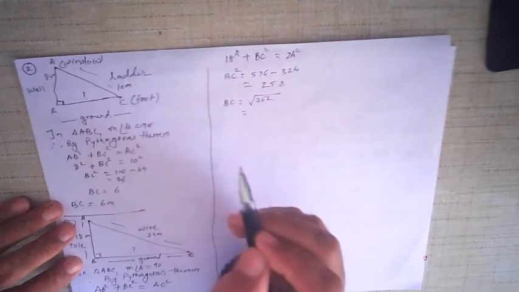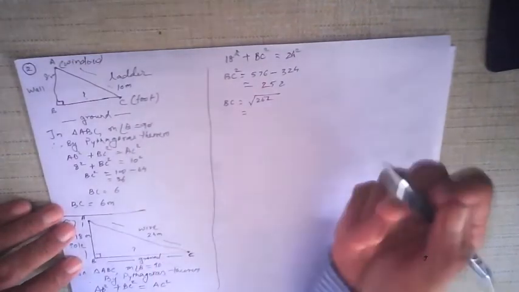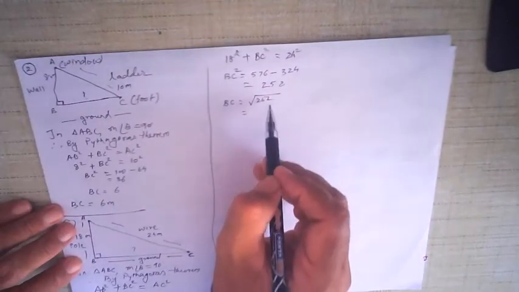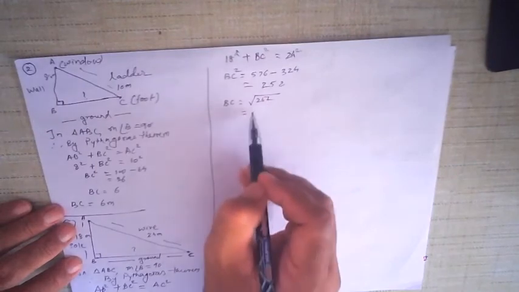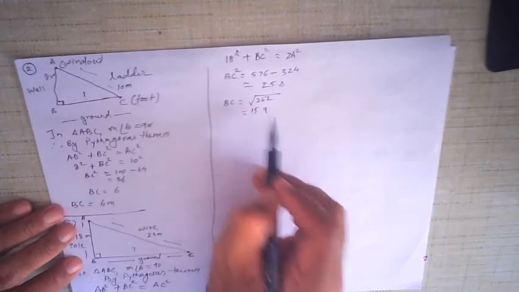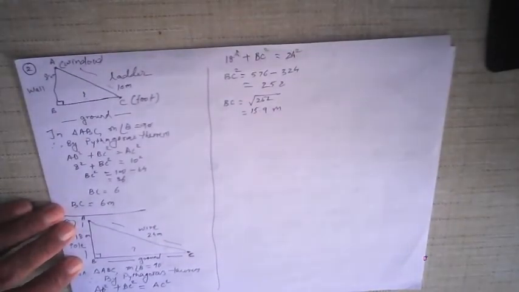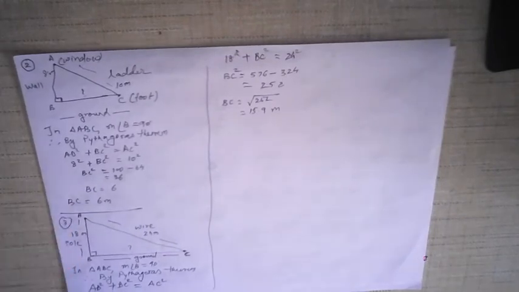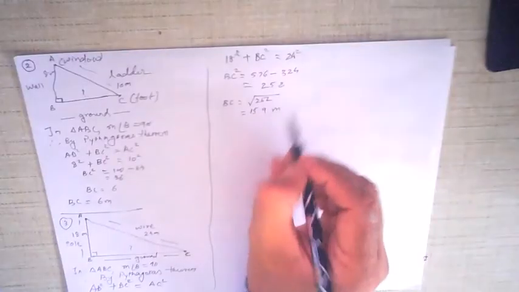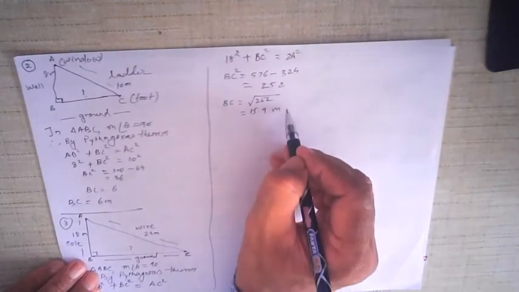Square root of 252. We know that 16 16s are 256, so this is slightly less than 16, about 15.9 meters. To get the exact value, you can find the square root by simply dividing and working it out. You will get 15.875. Since the next digit is 5, I'm keeping it as 15.9.